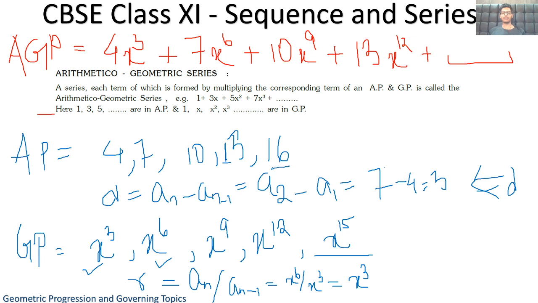So if we combine these two entities, we'll get the value 16 into x to the power 15. So that's the entire logic behind an AGP. That is, the terms are formed by utilizing both the properties of an AP as well as the properties of a GP. Okay, everyone on the same page? Give me a thumbs up.